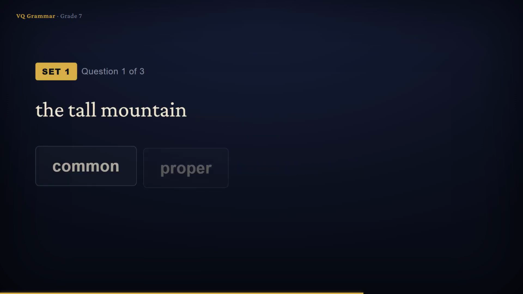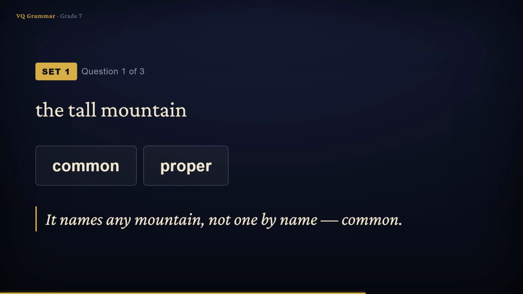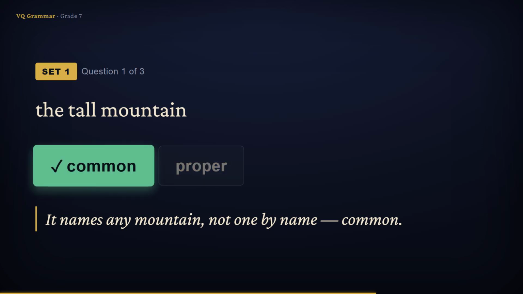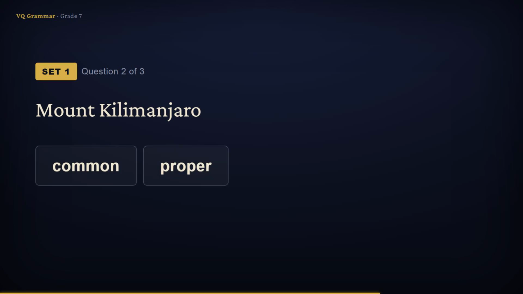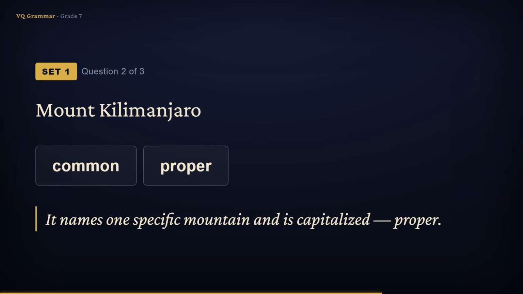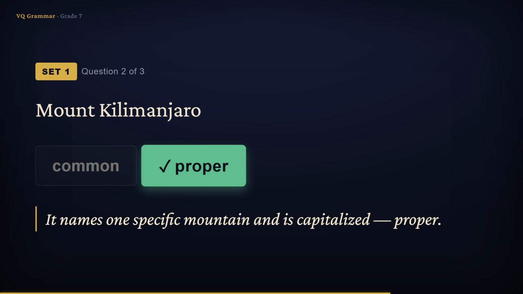The tall mountain. Does this name a specific particular mountain, or just any one? There's no name here, only a description. It could be any tall mountain, anywhere. So the answer is common. Mount Kilimanjaro. This one points to a single specific mountain by its own name, and it wears a capital letter. That makes it a proper noun. So the answer is proper.